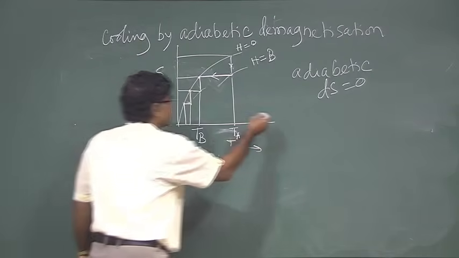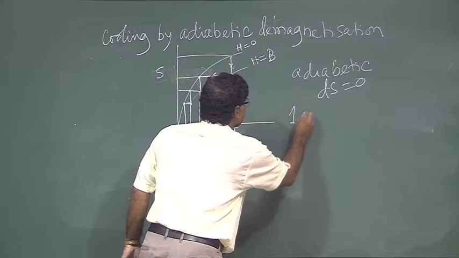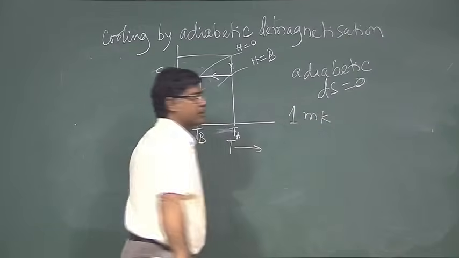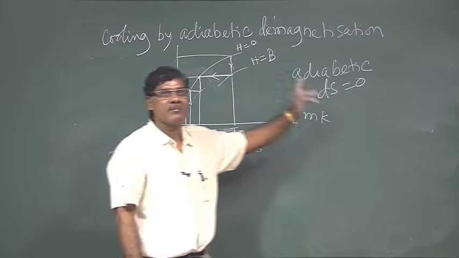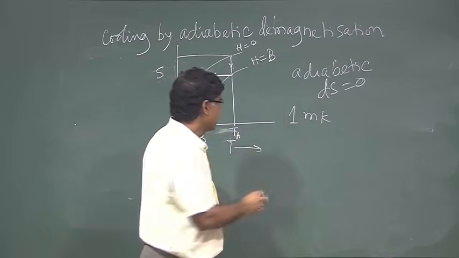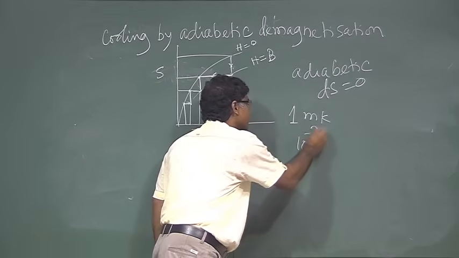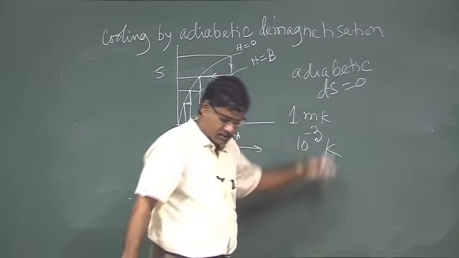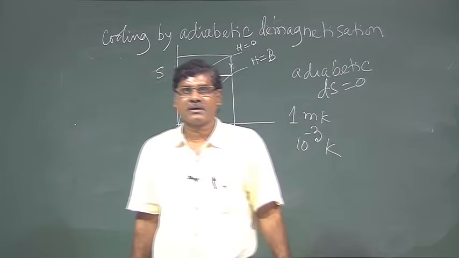It is used for getting temperatures up to, I think, 1 millikelvin. From 4 Kelvin to 1 millikelvin. 1 millikelvin is 10 to the power minus 3 Kelvin. It is towards 0.